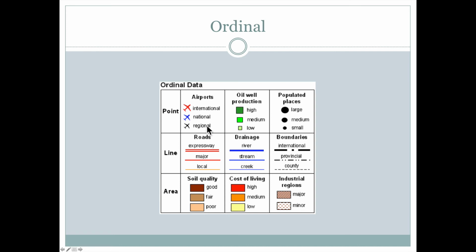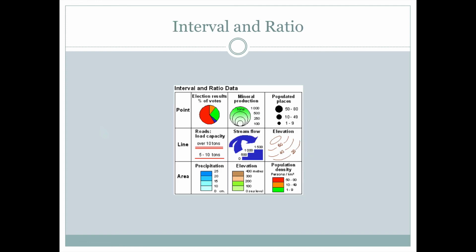In the same sort of manner, we can have a regional, national, and international airport. It doesn't mean one is larger than the other, but it has to do with where the flights from that airport fly to, or where the flights come from. So some sort of ordering associated with them.